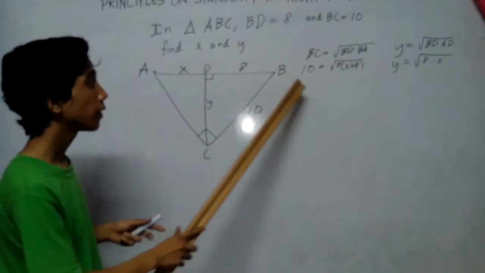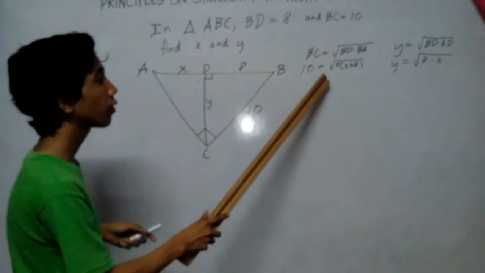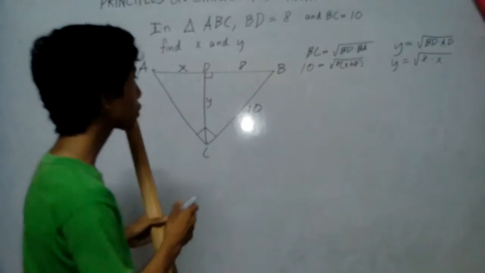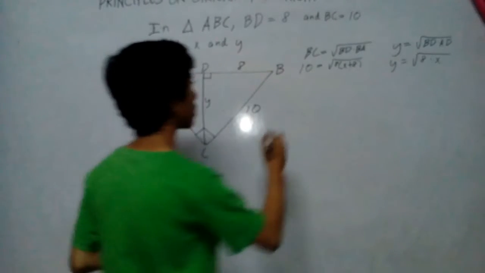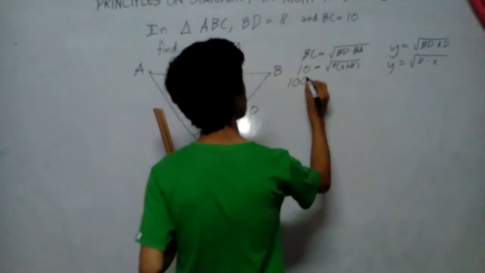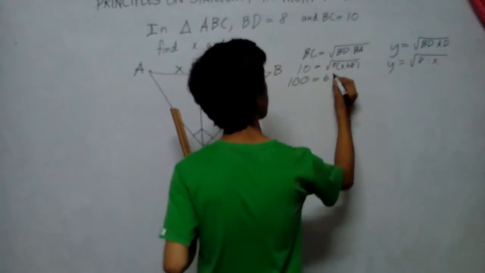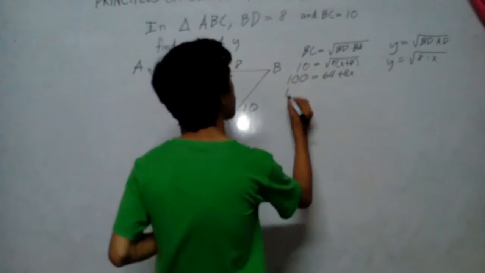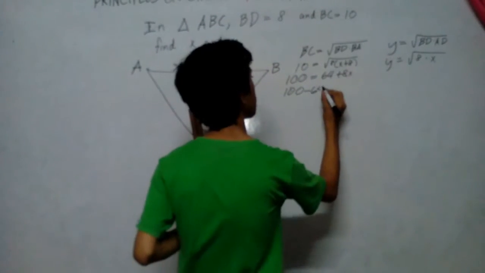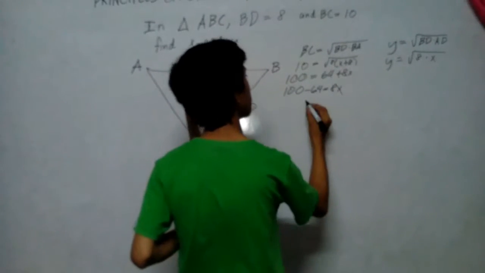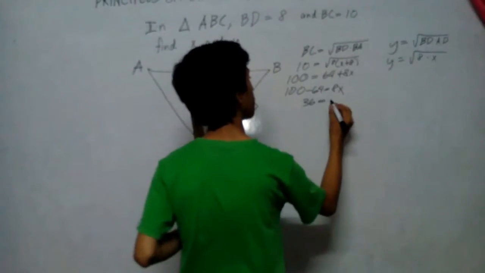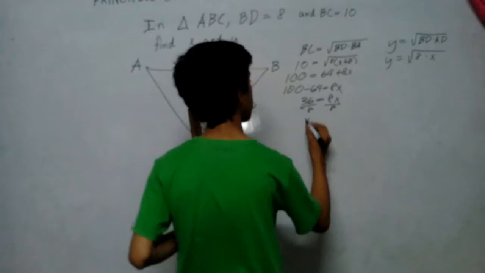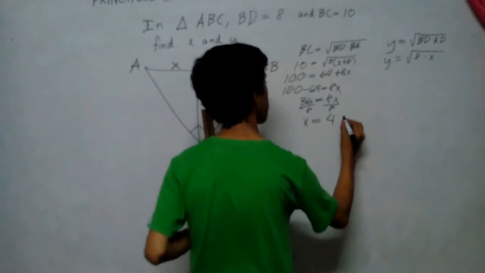And that would be 10 is equal to the square root of 8 times x plus 8. By simplifying this equation and removing the radical, this would be 100 is equal to 64 plus 8x. By means of transposition, 100 minus 64 is equal to 8x. Now, 36 would then be equal to 8x. Divide by 8. x would be equal to 4.5.